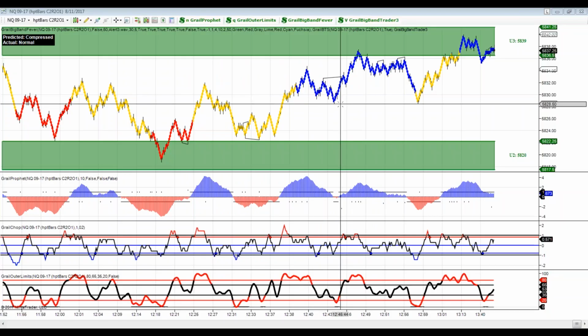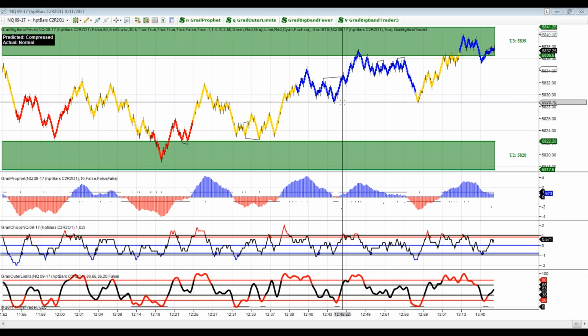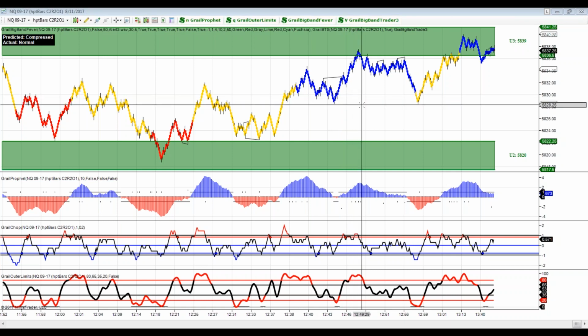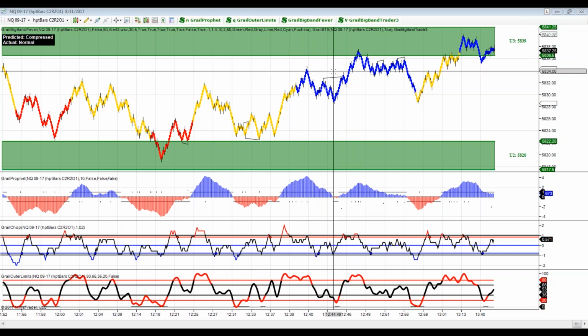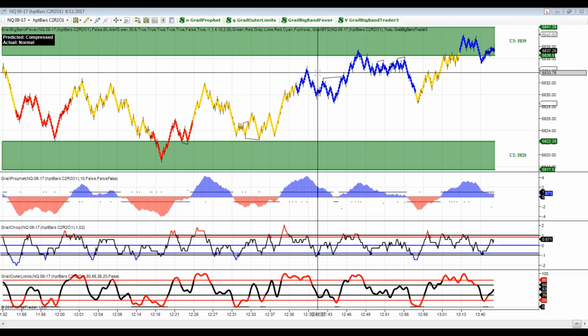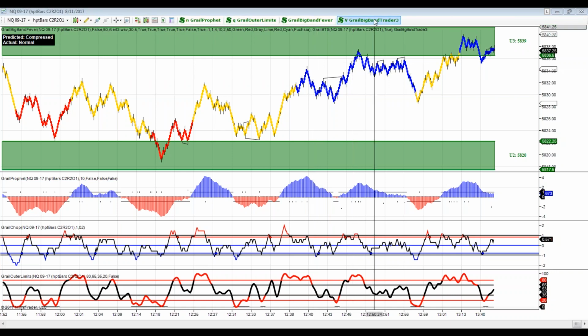Now, we have three different Grail traders. One is the original Grail trading system that was first released and that you've been using. The second one is the Grail Big Band Trader 3, and that's the indicator that's on this chart. And if you notice, when you load it, under the indicators it says Grail Big Band Trader 3.